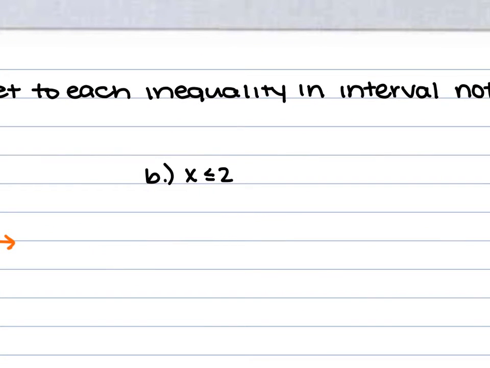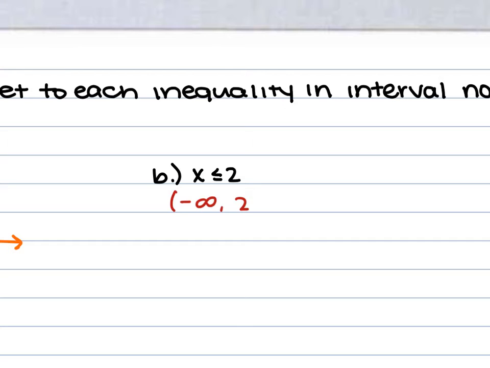For example B, we have x is less than or equal to 2. With this one, since it's less than that 2, we're going to go to negative infinity. So your two numbers that you're going to be working with here are going to be negative infinity and positive 2. Again, the infinity or the negative infinity always gets the parentheses on it. With this 2, because it is equal to this 2 as well, you're going to put a bracket on that 2 because it includes it.